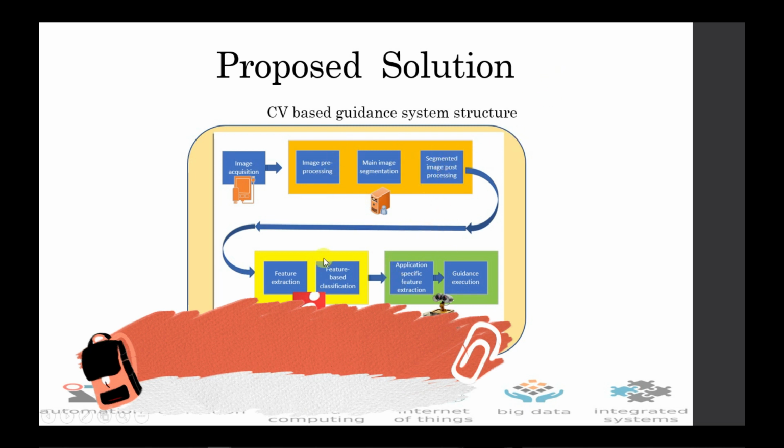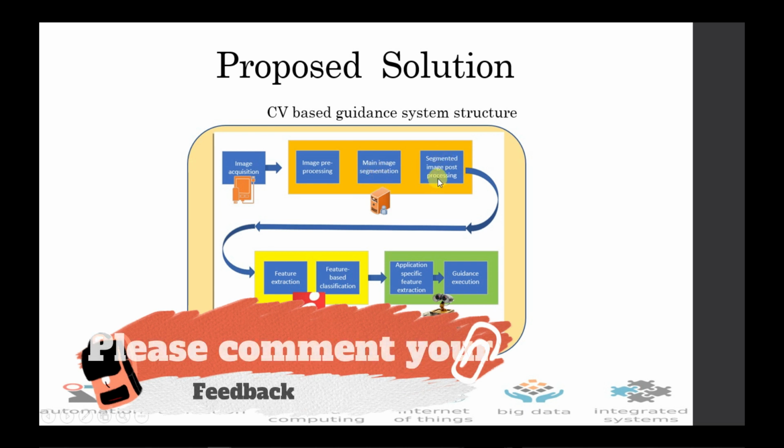Proposed solutions: after analyzing all the academic sources, I have come up with my own solution for developing the algorithms. I start with image acquisition from the webcam, then three stages of image processing happen: image pre-processing, main image segmentation, and segmented image post-processing. Once all the unnecessary things have been removed from the image, it is put through the feature extraction algorithm and feature-based classification. It is classified what kind of object it is, with application-specific feature extraction. Then, based on the robotic application, that feature is utilized with other algorithms.